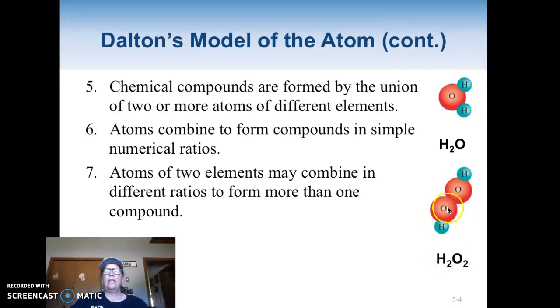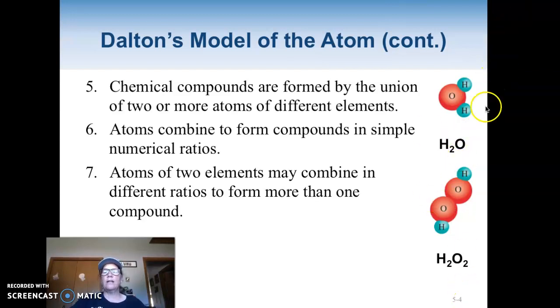Okay, they can do this, and where you'll see it the most is with carbon compounds. You can have CH4, C2H6, C3H8, all these different carbon compounds, and they're carbon and hydrogen, but because they combine in different ratios, they're different compounds with different substances.